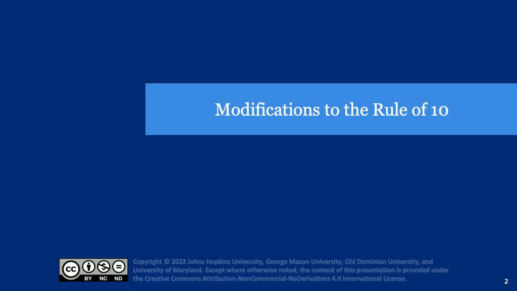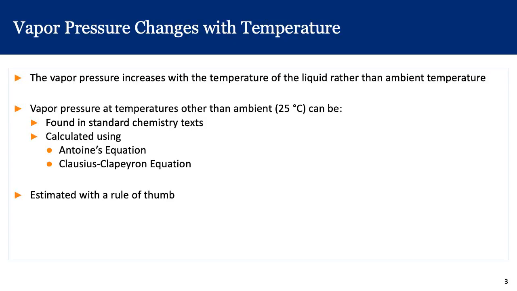In the next section, I'm going to talk about a few modifications to this rule of 10. As I mentioned earlier in the lecture, vapor pressure changes with temperature. More precisely, the vapor pressure increases with the temperature of the liquid rather than ambient temperature. And so the vapor pressure at temperatures other than ambient, which is taken to be 25 degrees Celsius, can be found in several different ways.